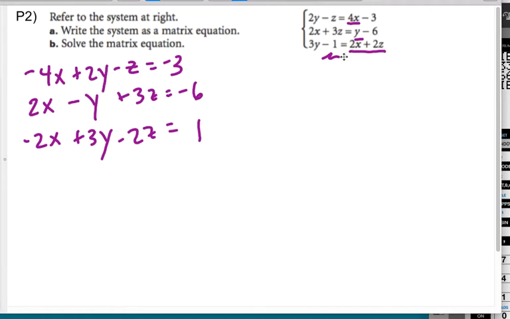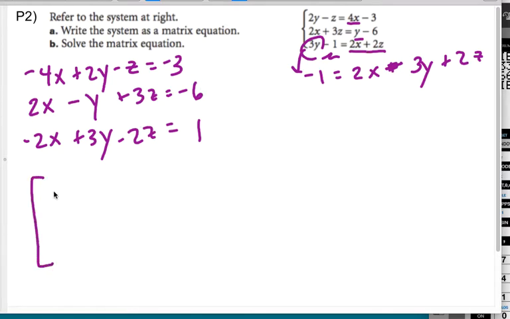Now, interestingly enough, this third one, you could have gone the other direction and moved the y over and said, hey, he's on the wrong side, everybody else is fine. Then you would have gotten this. That would be a minus 3y and a plus 2z. It's the same equation, it's just multiplied by a negative 1. So if you'd done it that way, it would be fine.